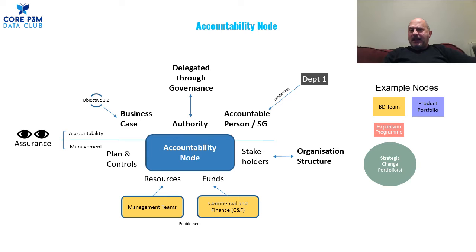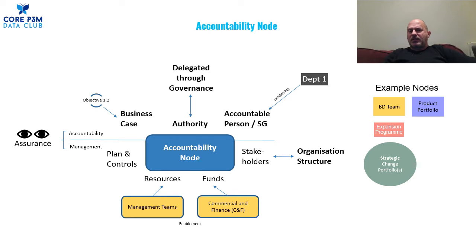But we have to manage, and part of the accountability node oversees management of work and an outcome. And for that we need plans and controls, we need allocated resources and allocated funding, which we may negotiate with different parts of the business, which provide us enablement to carry out our accountability. We have stakeholders who define what we need and how we're going to work and that we have to keep happy. And we work with an assurance that ensures we're doing the right things the right way.